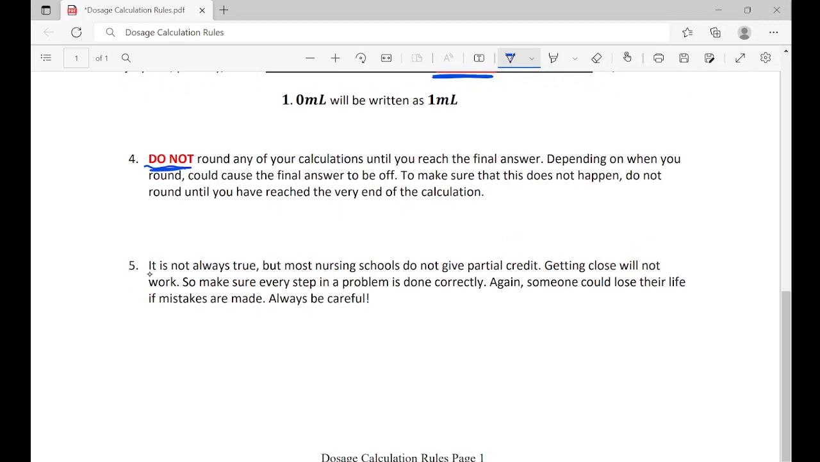And finally, it's not always true, but most nursing schools do not give you partial credit. Getting close will not work, just like in the nursing field. If you're really close to getting it right, but you're off, that could get somebody hurt, that could get somebody killed. So to make sure that every step in a problem is done correctly, you make sure you do everything. Again, somebody could lose their life if mistakes are made. Always be careful.